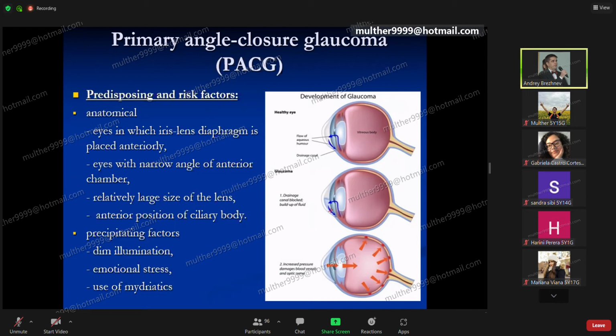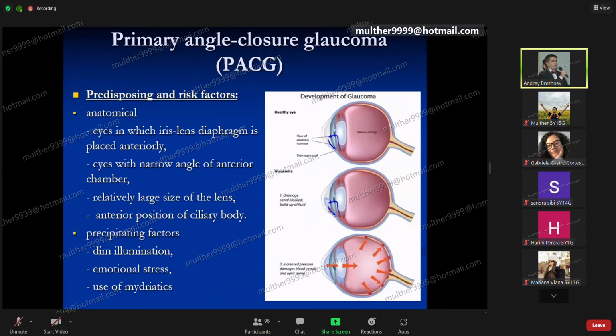Predisposing factors are anatomical: eyes in which the iris-lens diaphragm is placed anteriorly, and eyes with a narrow angle of the anterior chamber, which may be due to a small eyeball, a relatively large size of the lens, and anterior position of the ciliary body.